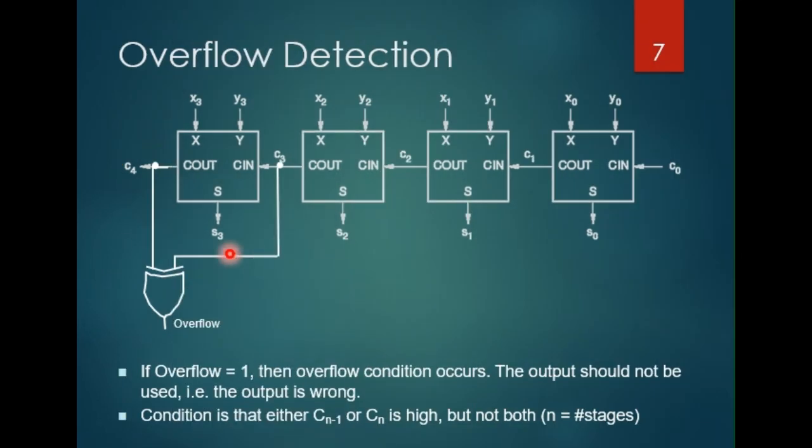You can add an extra XOR here to detect the overflow. If you have two numbers, x plus y, where x consists of 4 bits and y also consists of 4 bits, when overflow happens, the answer computed here is not valid and cannot be used. So this XOR logic, which connects the MSB carry in and the MSB carry out, is very important to tell whether overflow happens or not.